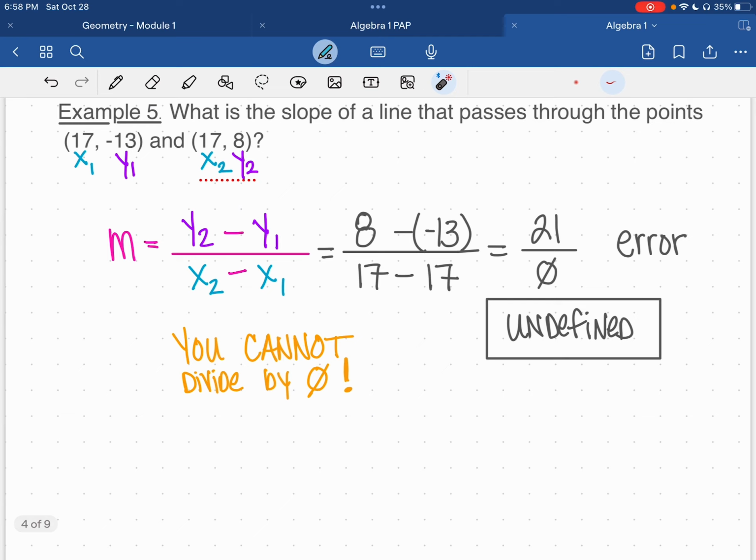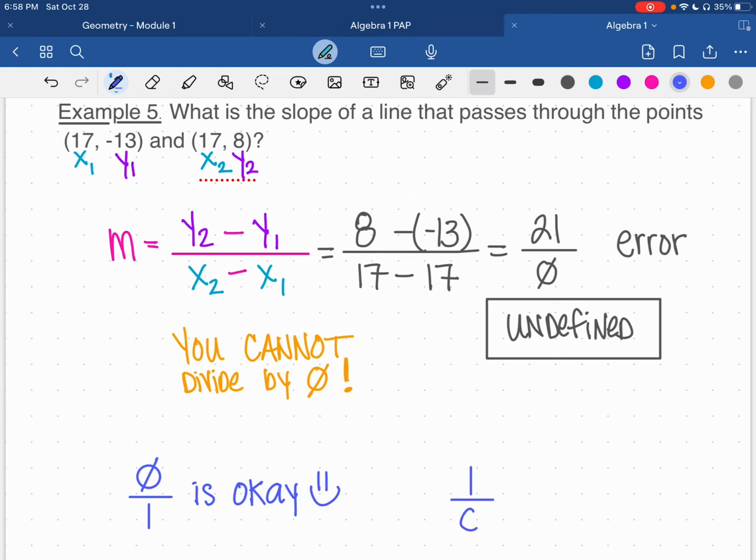So let me just remind you one last time. 0 divided by a number, let's just say 1, is okay. This is all right. We'll put a big smiley face. This is okay. 1, though, or any number divided by 0 is not okay. This is not good. Okay?